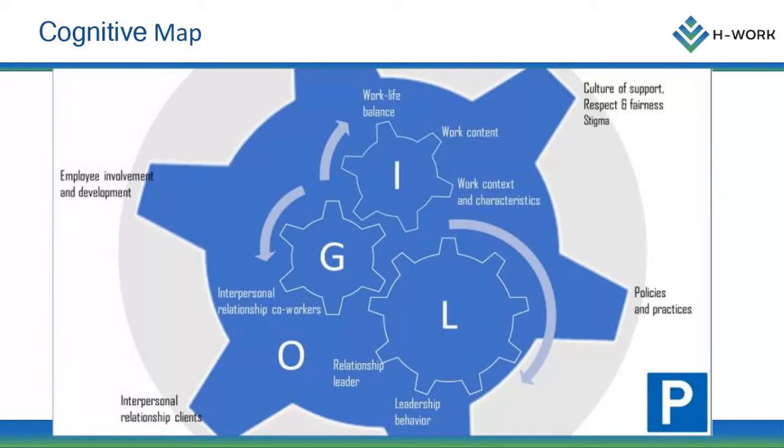So the idea is that people then put their demands and their resources against whether they think it's an individual level thing, which might be about work-life balance, for instance, or particular demands in their job. There might be things at the group level, such as interpersonal relationships with co-workers. There might be things at the leadership level in terms of leadership behaviour or relationship with the leader. And there are things at the organisational level as well, in terms of the policies and practice, the culture, etc.